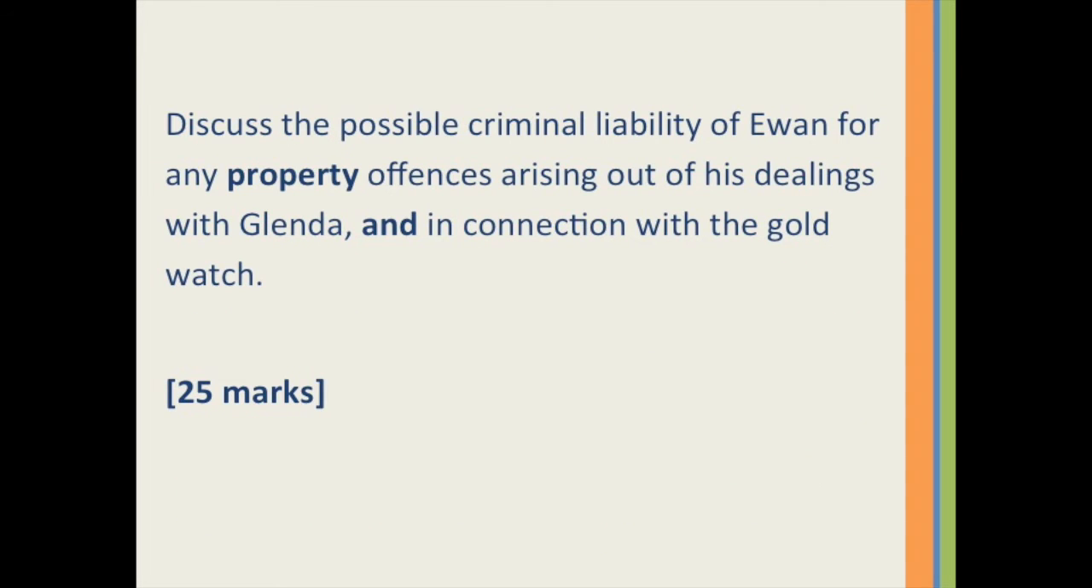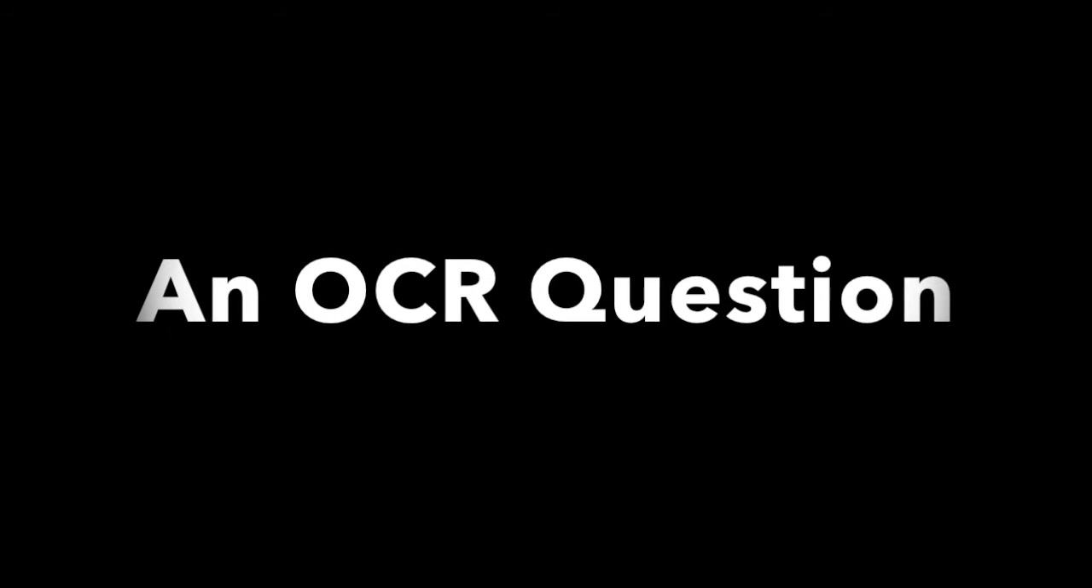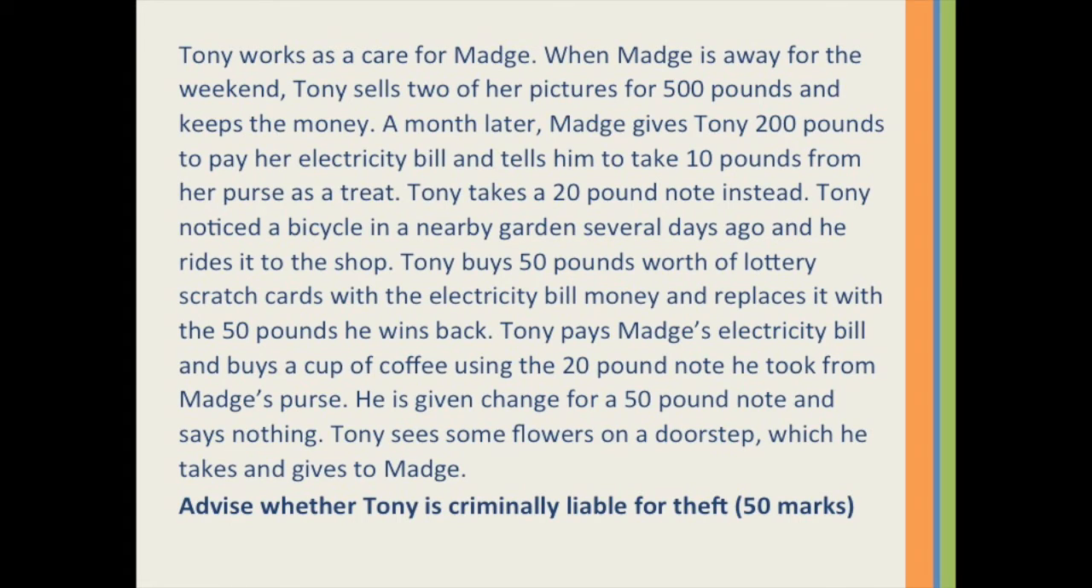And here are the questions that follow that final paragraph. Discuss the possible criminal liability of Ewan for any property offences arising out of his dealings with Glenda and in connection with the gold watch, 25 marks. So in total for this question there are 50 marks. Here is now an OCR question. It's worth 50 marks. It's not divided into 2 paragraphs the way the AQA one is. It's one full question like this.